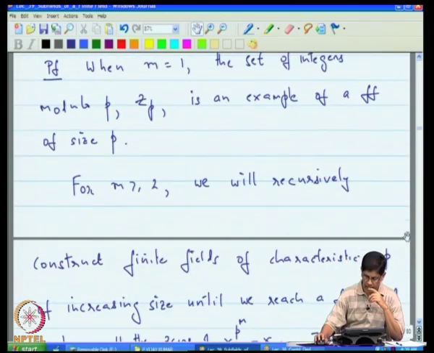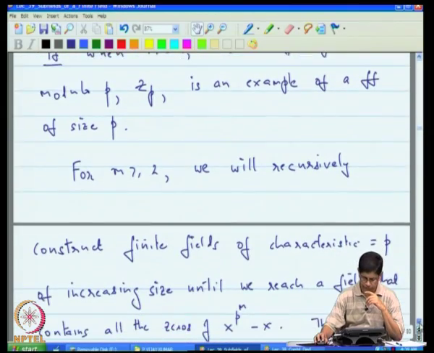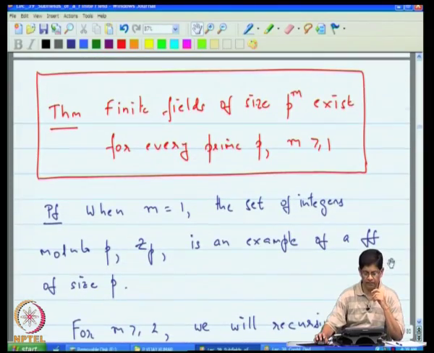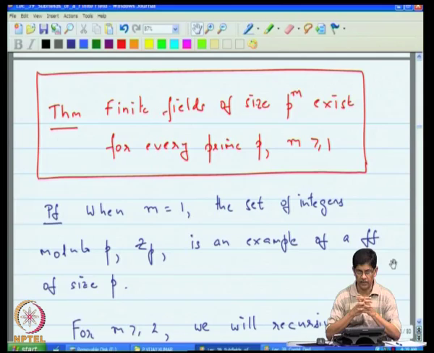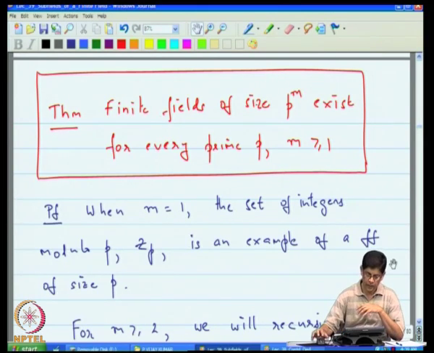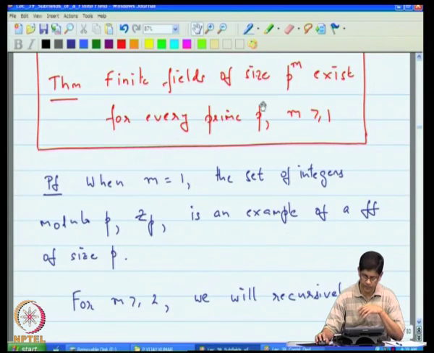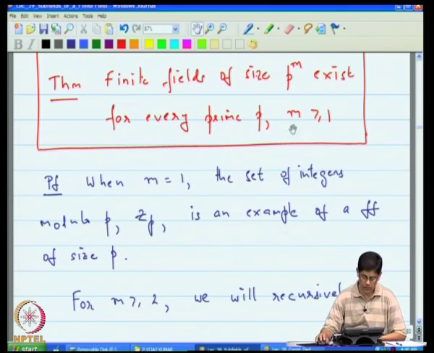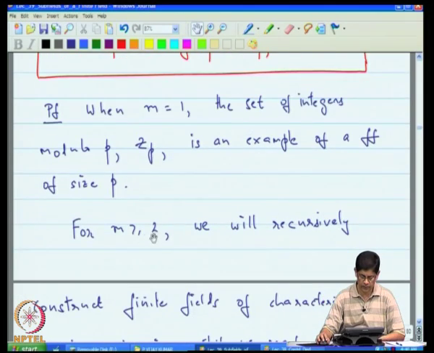So, what I have done here, I believe, is I have just sketched the proof of this theorem, and I have left the complete proof to the appendix. Okay, so, you will find it at the back of your notes in full. The theorem says that finite fields exist of every size of this form, and when m is equal to 1, the set of integers modulo p, Z_p, is an example of a finite field of size p, and we are already familiar with that. So, there is no news in there. The more interesting case is when m is greater than or equal to 2.